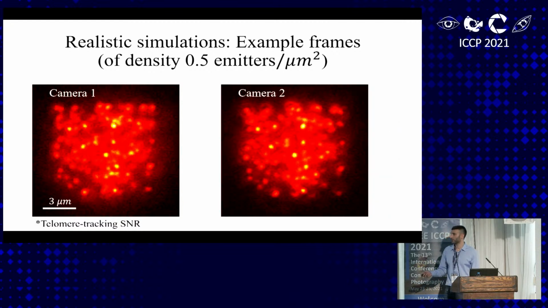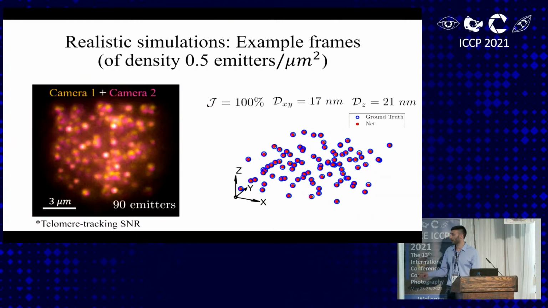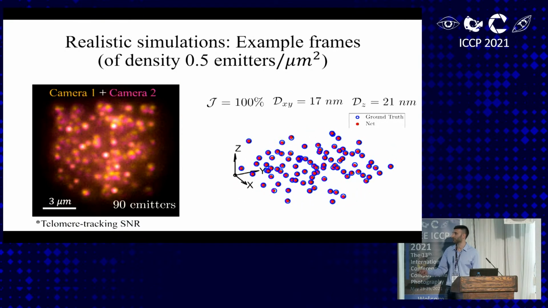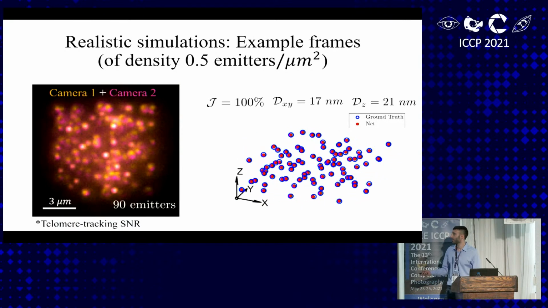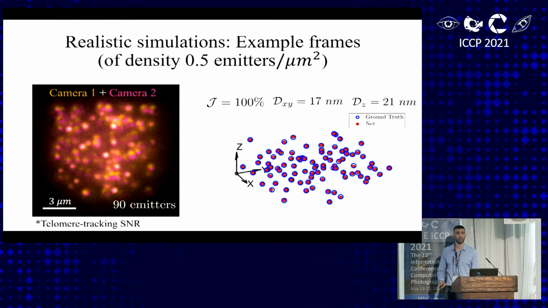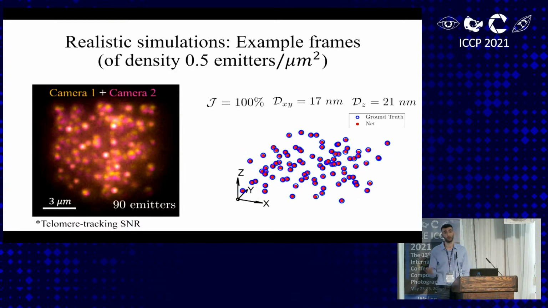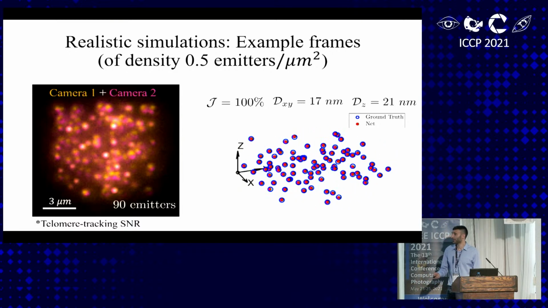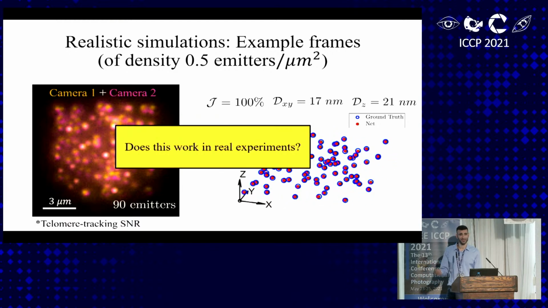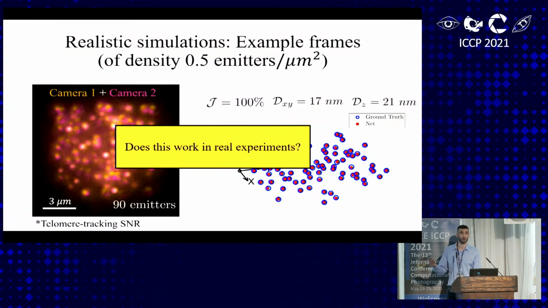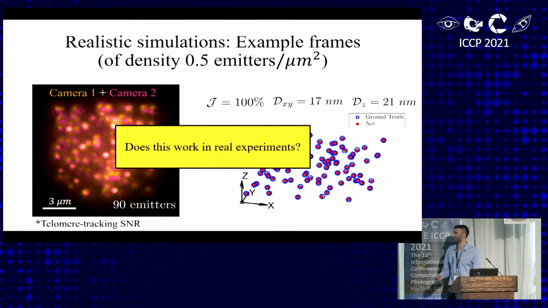And if we feed these 2 images into the reconstruction network, we get a perfect reconstruction of all 90 emitters with a Jaccard index of 100%. And the lateral and axial RMSE are also very low, which means very precisely. Okay, so showing you lots of simulation is nice, but the true question is, does this work in real experiments? This is where the catch usually lies.